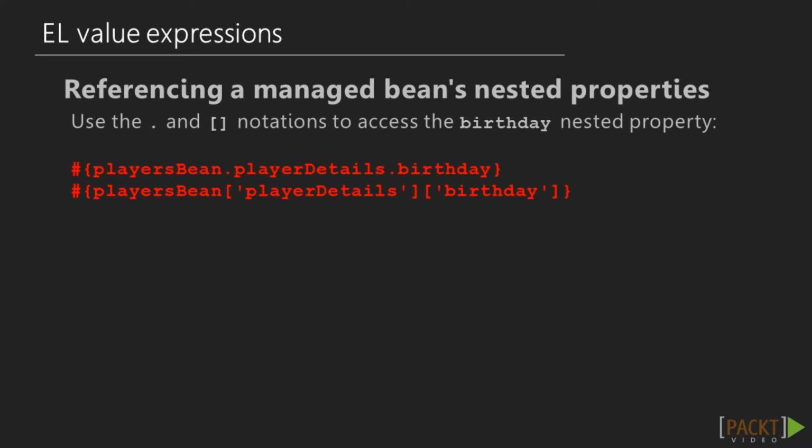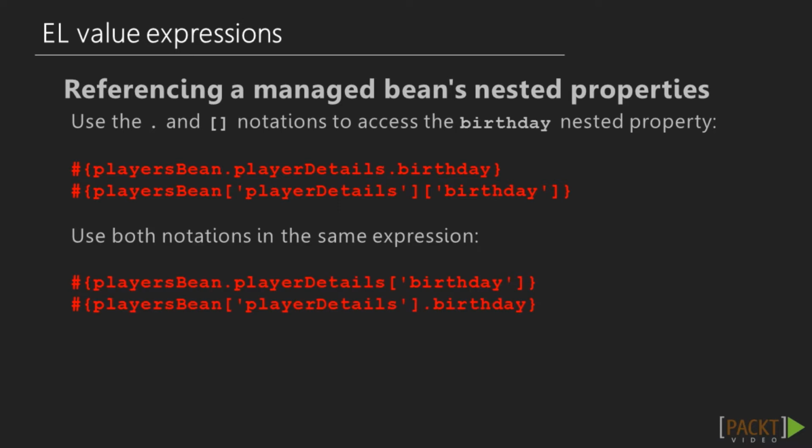Now the PlayerDetails class can contain its own nested properties and so on. In such cases, just use the dot and brackets notations to get deeper in the hierarchy of objects until you reach the desired property. In these expressions, JavaServer Faces searches for the player's bean in all the available scopes and obtains an instance of it. Afterwards, it calls the getPlayerDetails method and the getBirthDate method.